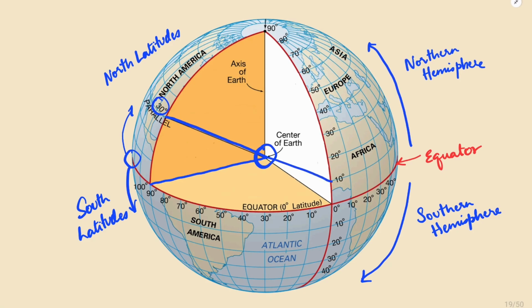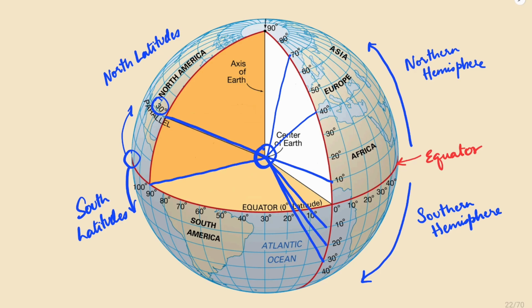Similarly, we can see 10 degrees north, 40 degrees north, and 70 degrees north of the equator, as well as 10 degrees south, 20 degrees south, and 30 degrees south of the equator. Now let's take a look at the most important latitude, the equator.